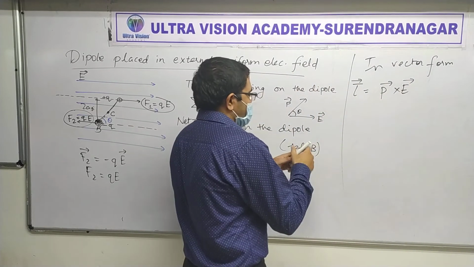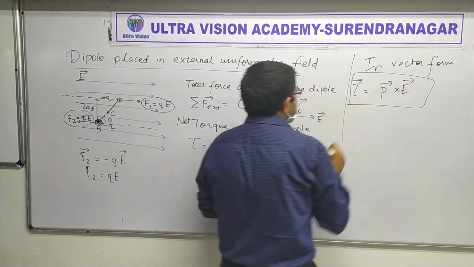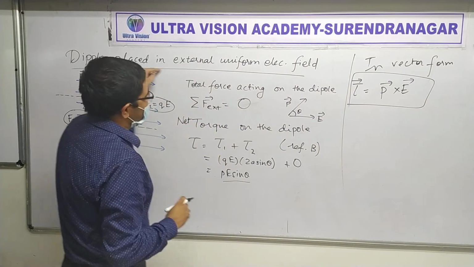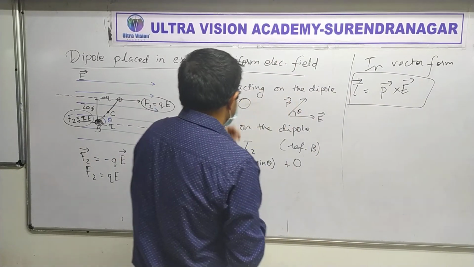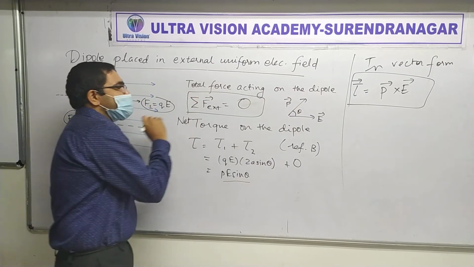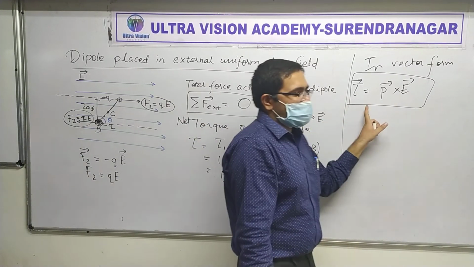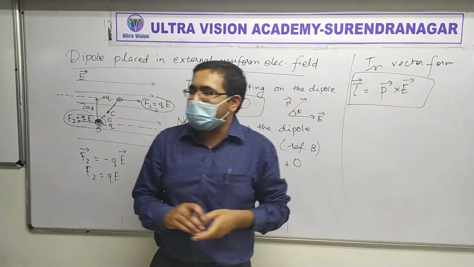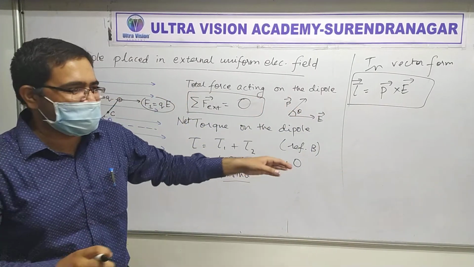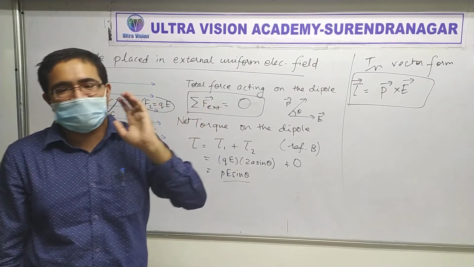So, for a dipole placed in an external uniform electric field, total force is 0, right? But total torque is not 0. How much is the torque? P vector cross E vector, or in magnitude PE sin theta. Remember, right?